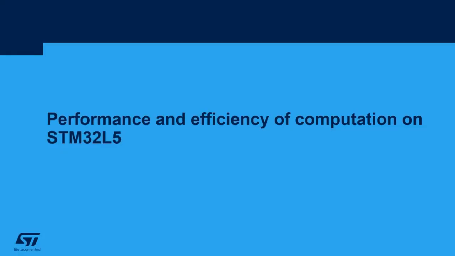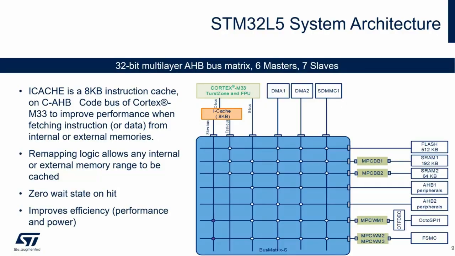Thank you, Simon. In this section, we will have a close look at performance and efficiency of computation on STM32L5. One of the key factors that affect performance but also power efficiency of a microcontroller is the system-level architecture. Most applications run their code from either internal flash or an external one, and they sometimes place the very critical code into SRAM. But it's often the flash that limits the performance at higher frequencies.